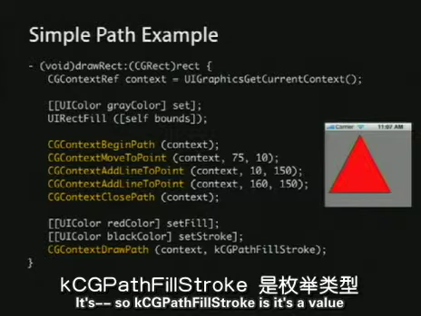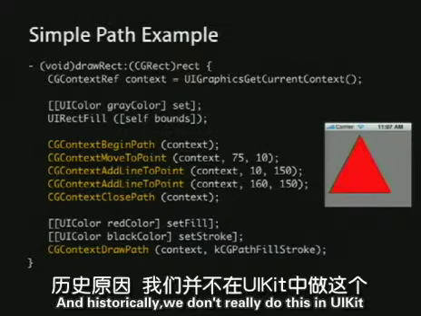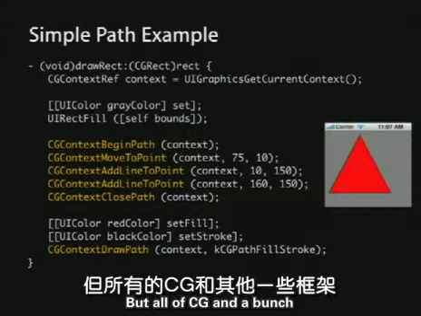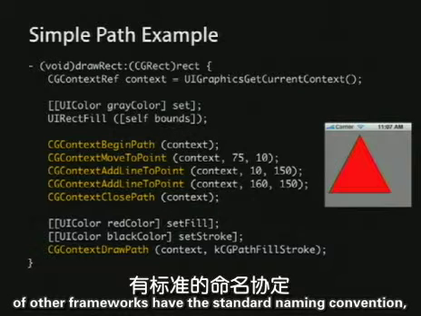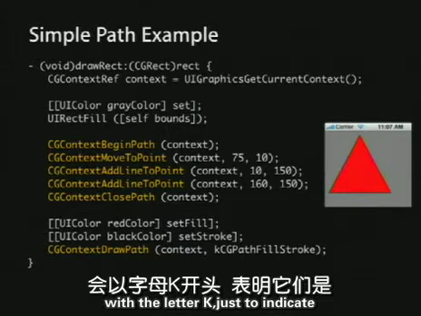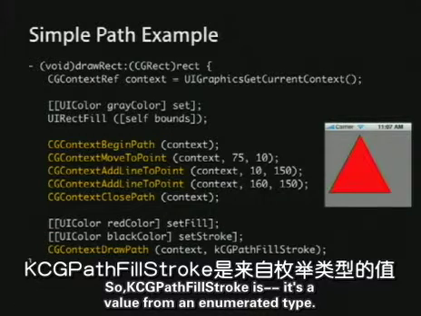So kCGPathFillStroke is a value in an enumerated type, and historically we don't really do this in UIKit, and a lot of other frameworks don't do it either. But all of CG and a bunch of other frameworks have the standard naming convention that constant values defined in an enumerated type start with the letter K, just to indicate that they're a constant value from an enumerated type. So kCGPathFillStroke is a value from an enumerated type. It's not a typo.